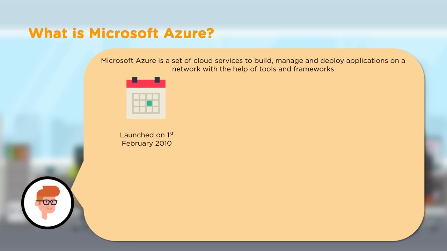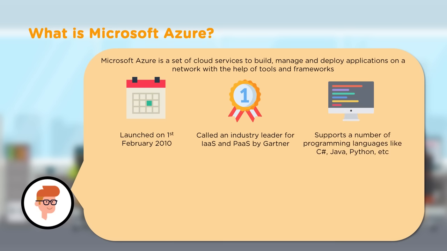To give you a quick history of Microsoft Azure, it was launched on 1st February 2010. And it was called an industry leader for infrastructure and platform as a service by Gartner. Now, Gartner is the world's leading research and advisory company. Microsoft Azure supports a number of programming languages like C#, Java, and Python. All these cool services we get to use and pay only for how much we use. For example, if we use even the costliest system available for an hour, we only pay for that particular hour, and then we're done. No more billing on the resource that we have used.